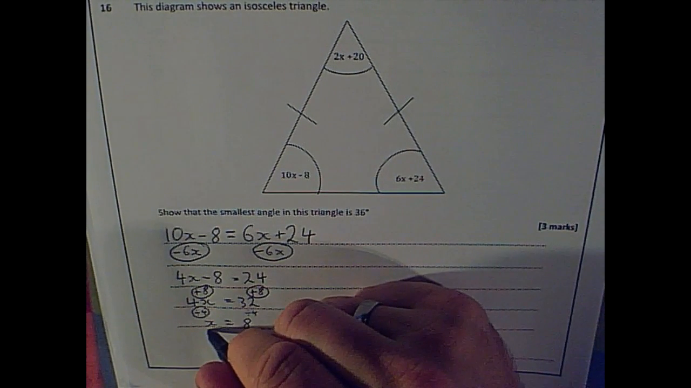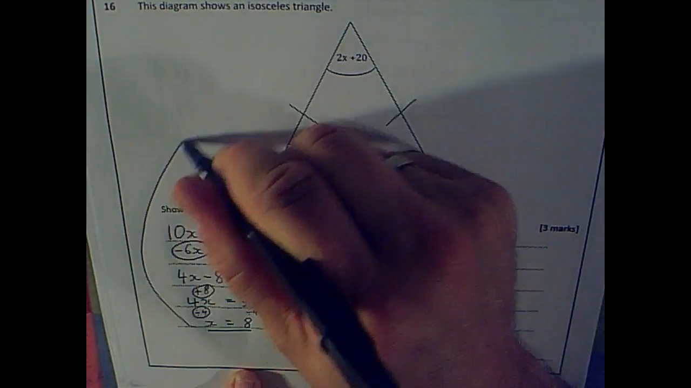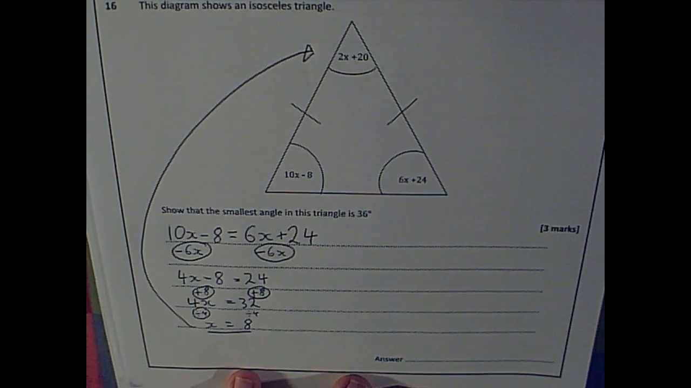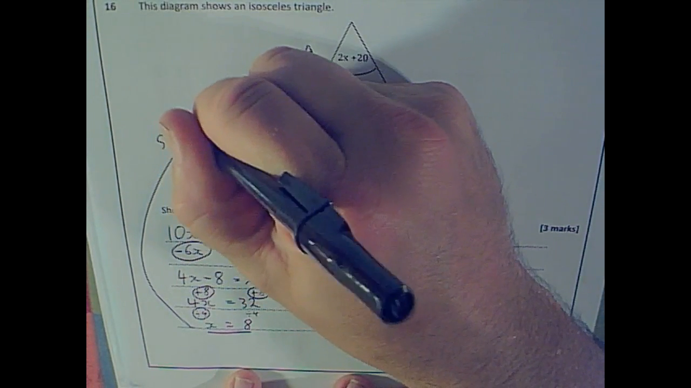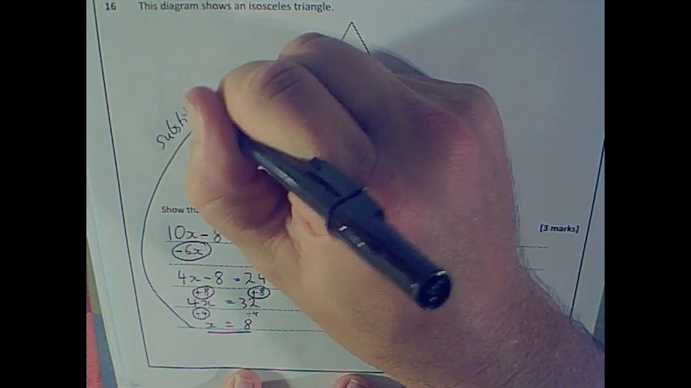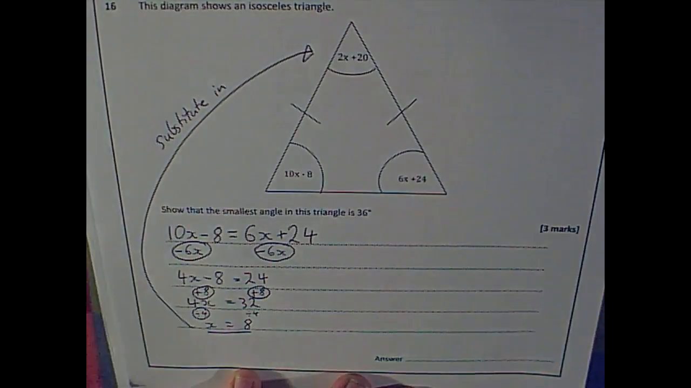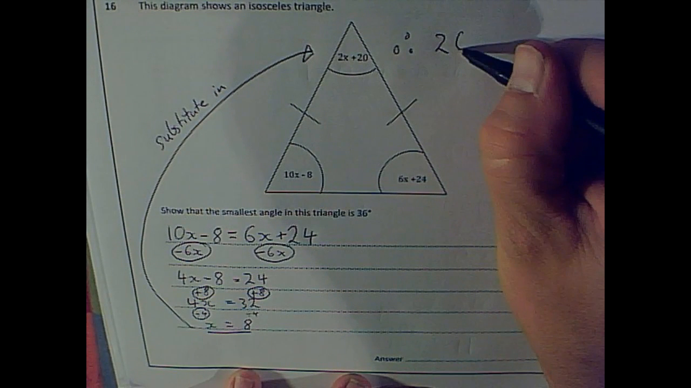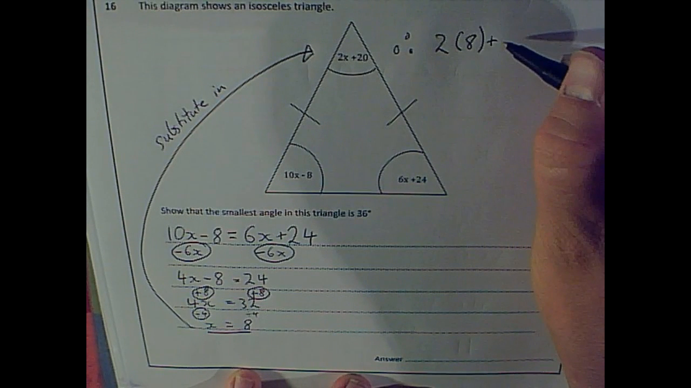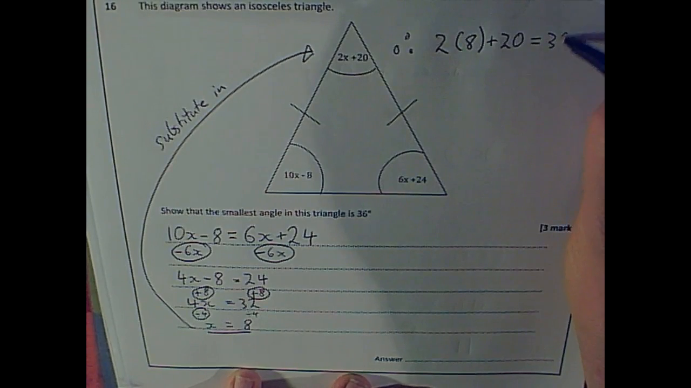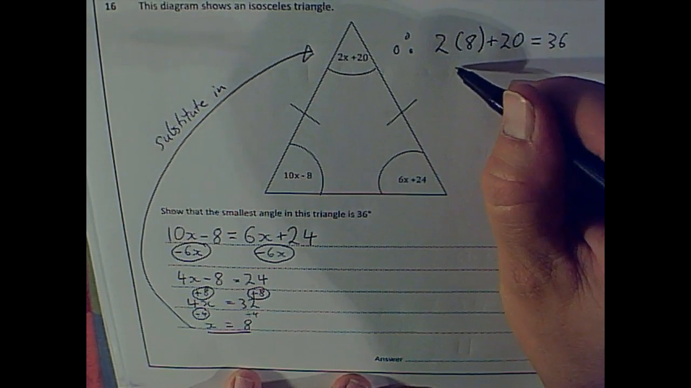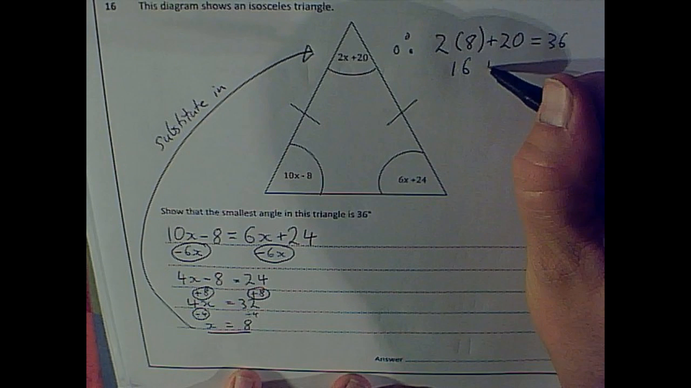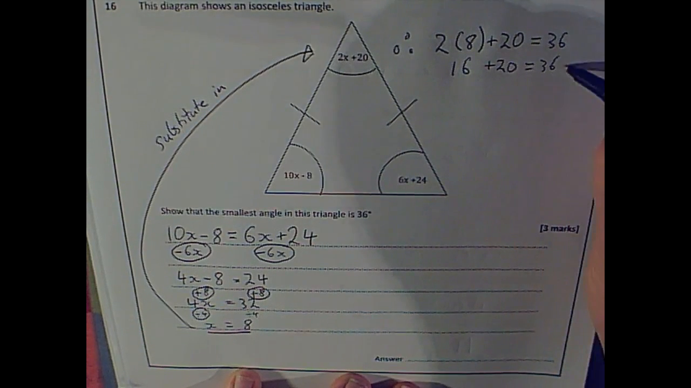I'm going to take this x equals 8 and substitute it into 2x plus 20, because I want to prove that my smallest angle is equal to 36. So I'm going to substitute in. Therefore, 2 times 8 plus 20 equals 36. And that's true because 16 plus 20 equals 36.